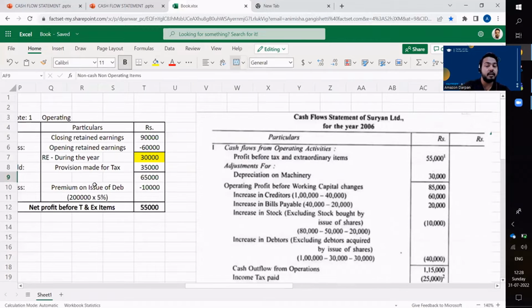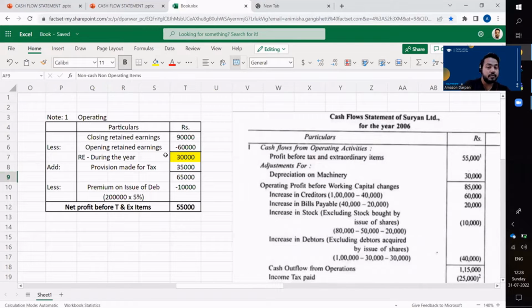Okay, profit before tax and extraordinary items. So we got 30,000 as retained earnings of this year, and provision for tax. What is provision for tax? There is some amount of money you are taking out of your retained earnings, and then you are just keeping it as a provision for the next year of tax or current year of tax.